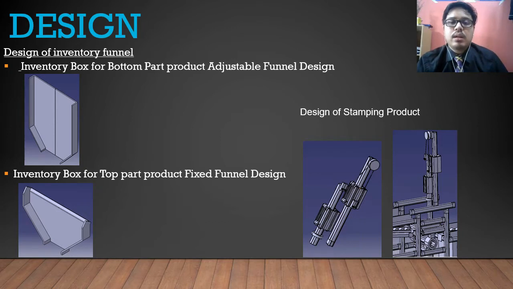For the top part product, the funnel design was fixed as the design of the inventory box was fixed into one position, which is the vertical position. Meanwhile, for the bottom part product, the funnel design was adjustable as the inventory box was flexible, as it can change the position of the product, whether horizontal or vertical. For the stamp design, the stamp was designed so the bottom part and top part of the product are attached perfectly, and the bottom and top parts flow from the inventory box to the inventory funnel to the assembly line.